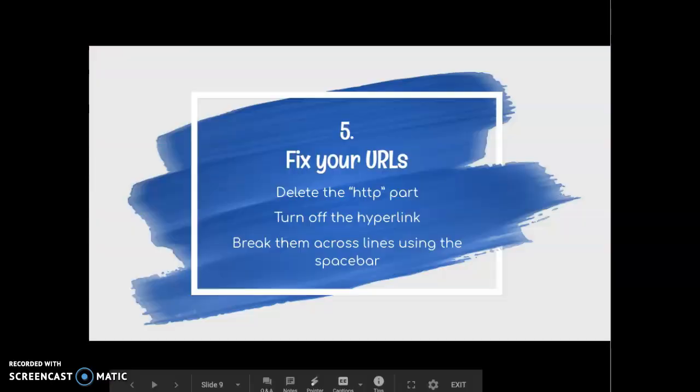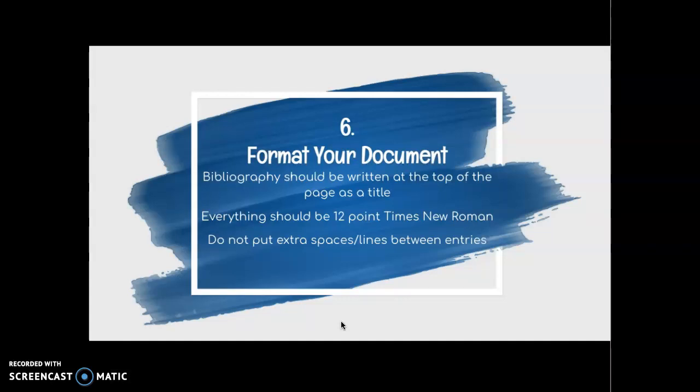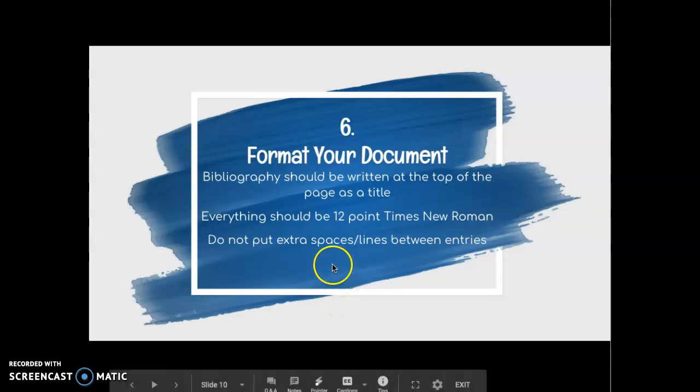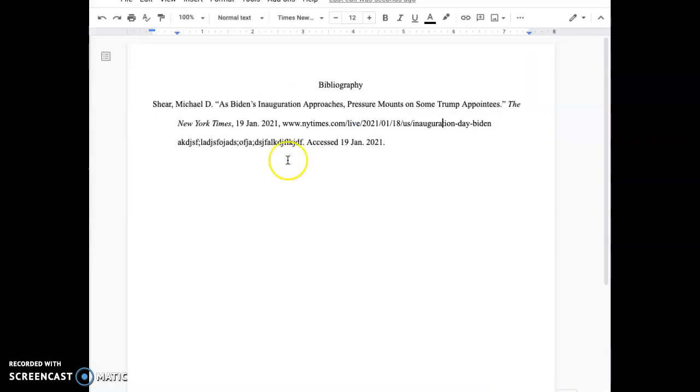Those are the rules for your bibliography. You also need to make sure that you format your document, so your bibliography should be written at the top of the page. Everything should be 12-point font, Times New Roman. It should be double spaced. Don't put any extra lines between entries. So in this entry, my next one would start right here. You don't need to put an extra line down. It should start right up here.